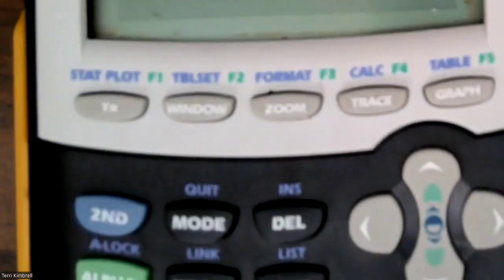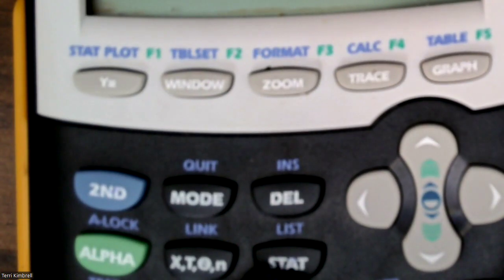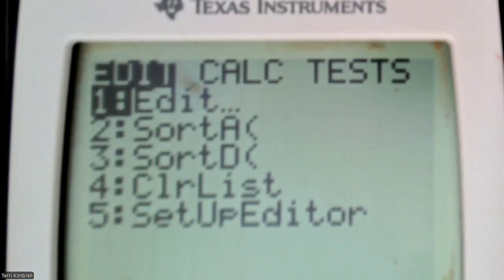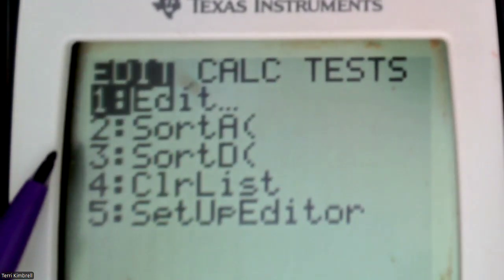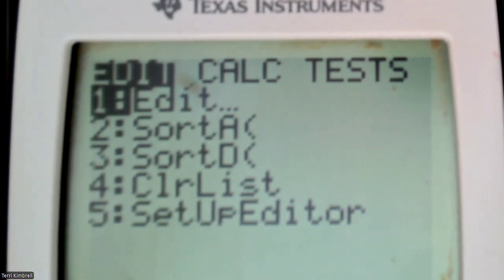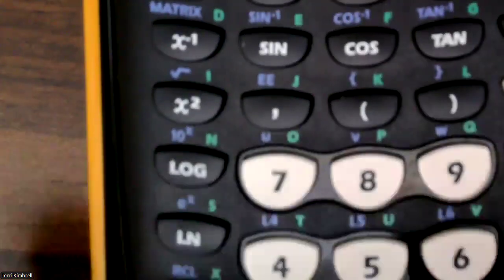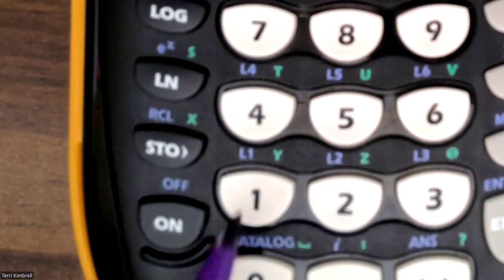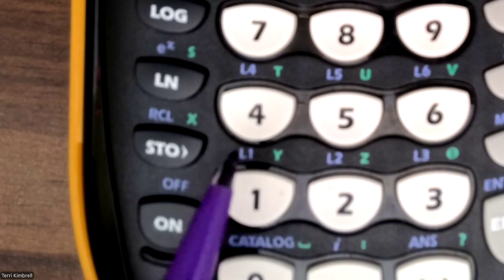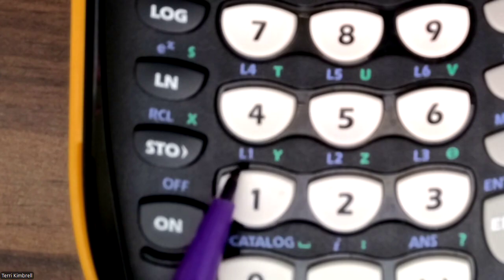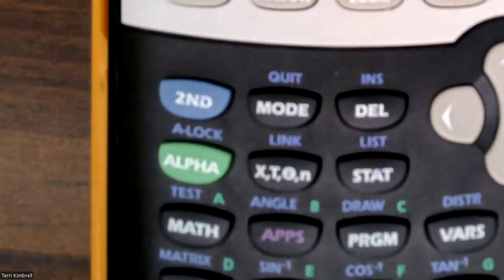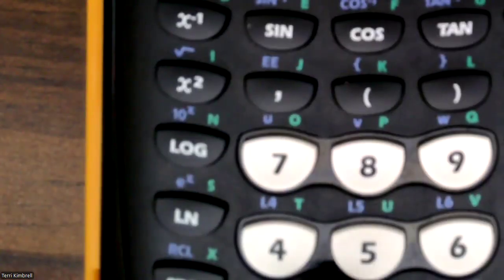Okay, so after that, I'm going to hit stat again. And if you notice, it has a sort A, which is number 2. I hit enter. It's asking you, what do you want it to sort? I want it to sort list 1. So in order to call up list 1, if you look right here, L1 above number 1 is list 1. In order to get that called up, I have to use the blue key, which is the second button. So I'm going to hit second, number 1.